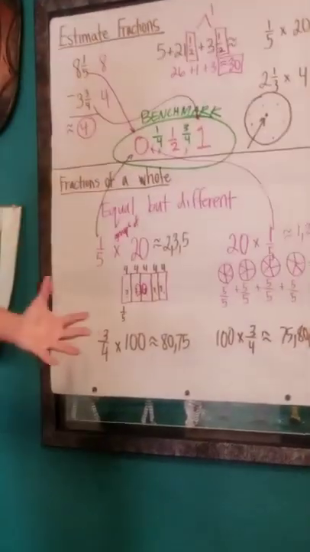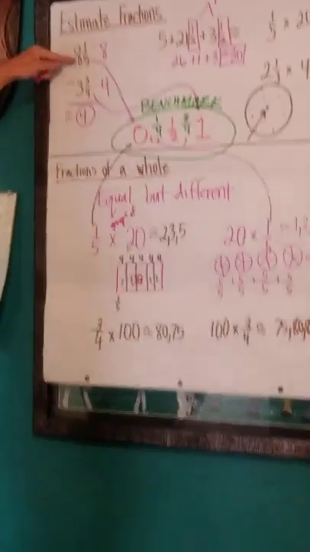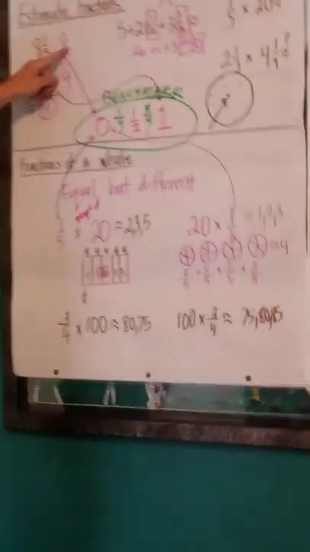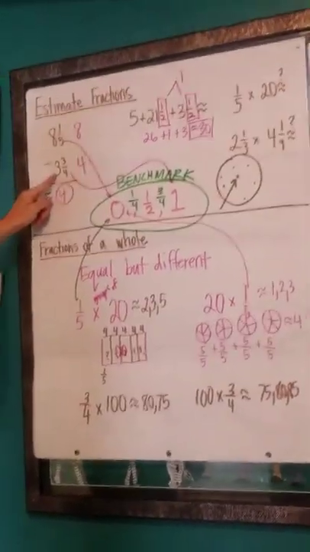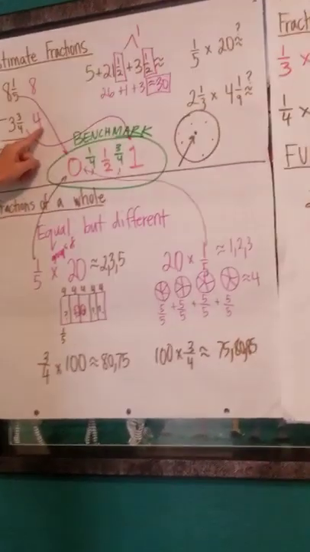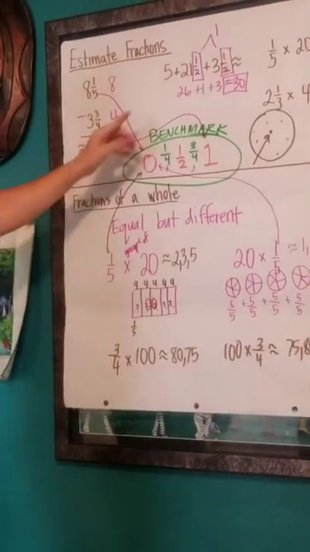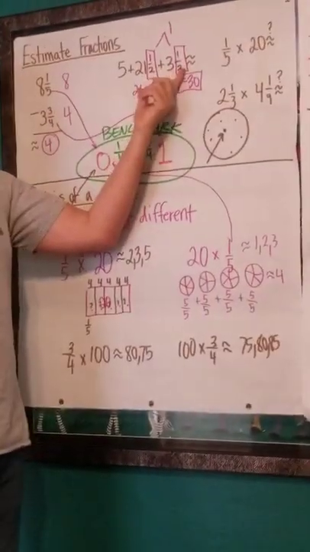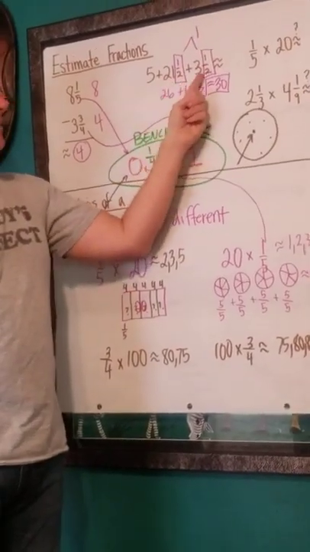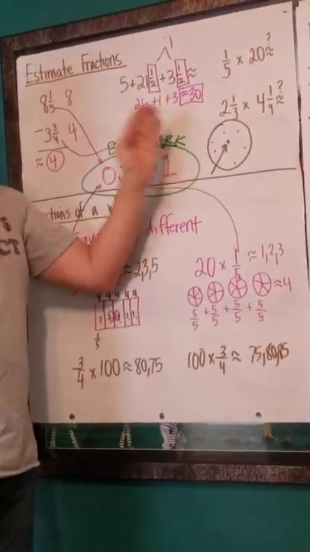So let's take a look at what we did yesterday. So we knew that 1/5 was really close to 0, so we rounded 8/5 to 8. We knew that 3 3/4 was really close to 1. So we rounded this up to 4. 8 minus 4 is 4. Coming over here, we knew that a half and a half is a whole, so we made that a whole, and then we just added the numbers for a nice estimate.